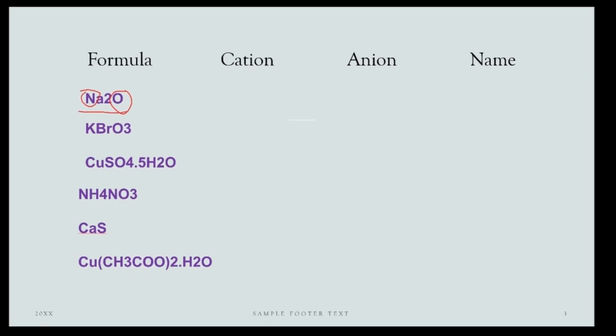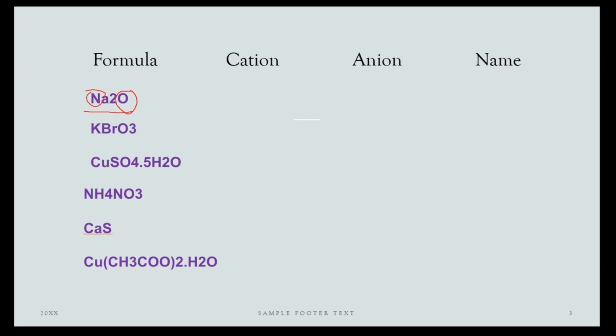Now let's try to find the name of the next compound, and that is KBrO3. Here K, which is potassium, is our cation and has a positive 1 charge because it belongs to group 1A of the periodic table. BrO3 minus, which is bromate, is a polyatomic anion and has a charge of -1. Again, you don't have to remember the charge, it will be provided to you.